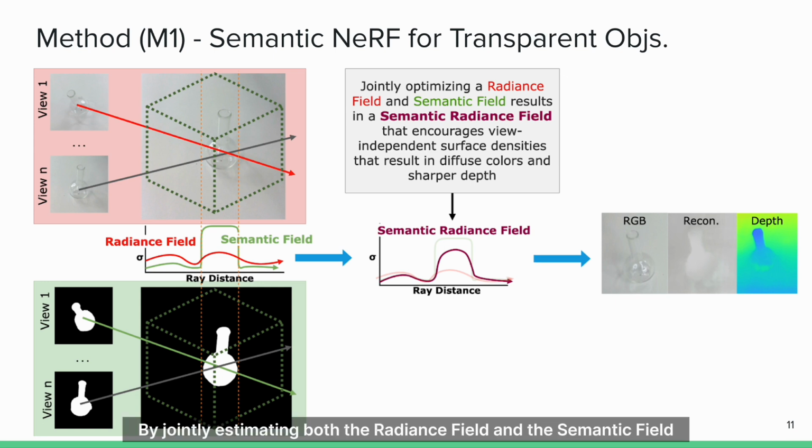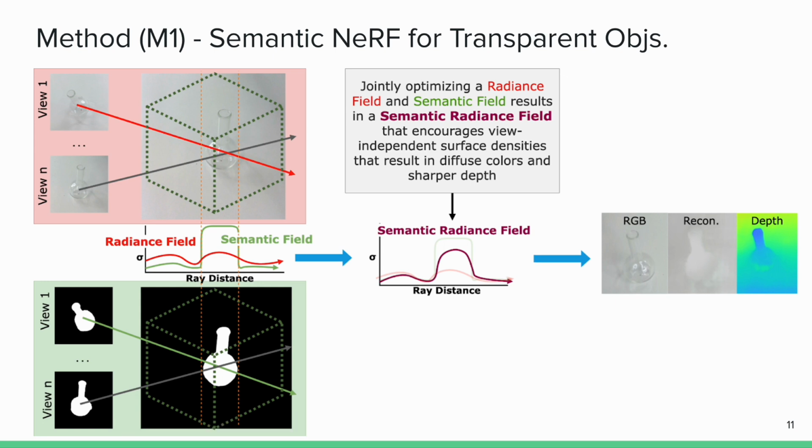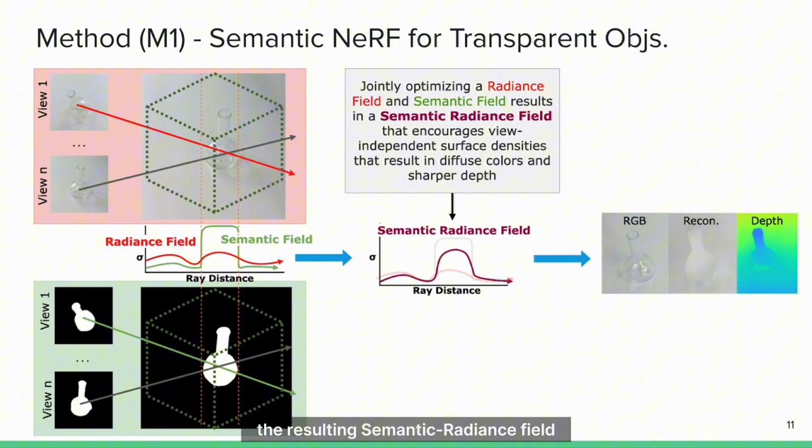By jointly estimating both the radiance field and the semantic field, the resulting semantic radiance field is able to capture sharper object boundaries while still being able to use visual clues in RGB.